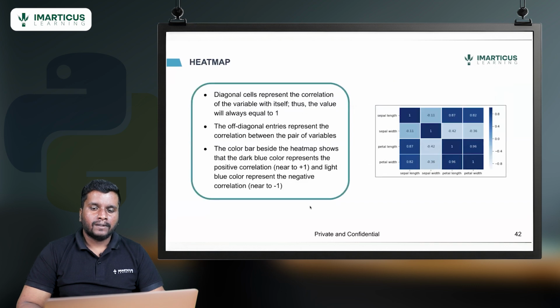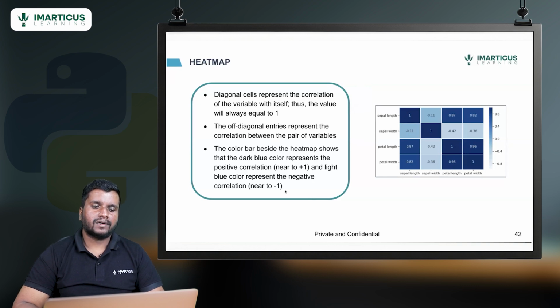Okay, so let us create this heat map. Basically, let's first understand what exactly a heat map represents. Diagonal values represent correlation between two similar data types. For example, sepal length with sepal length, the correlation is 1, that's why it is always going to be dark. The off diagonal entries represent the correlation between a pair of variables. For example, sepal width with sepal length has 0.11 correlation.